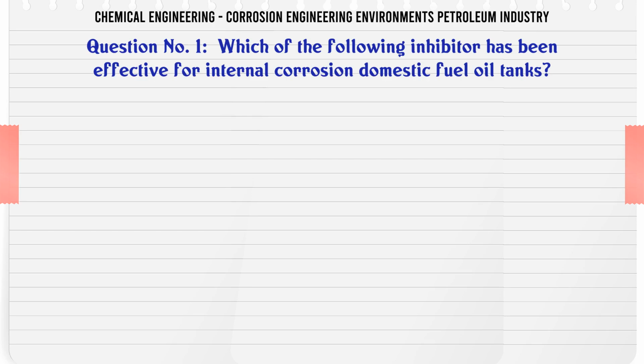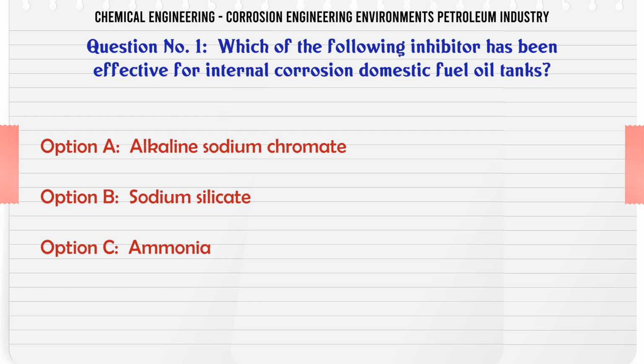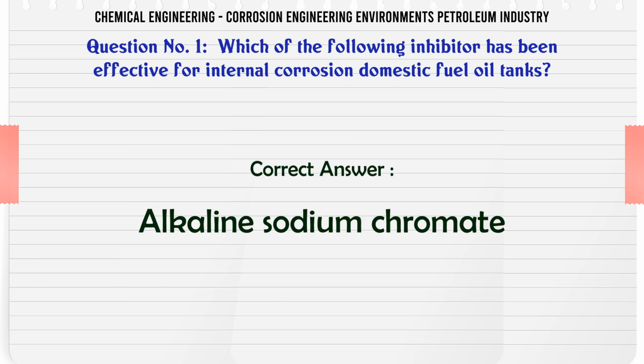Which of the following inhibitor has been effective for internal corrosion domestic fuel oil tanks? A. Alkaline sodium chromate. B. Sodium silicate. C. Ammonia. D. Sodium carbonate. The correct answer is alkaline sodium chromate.